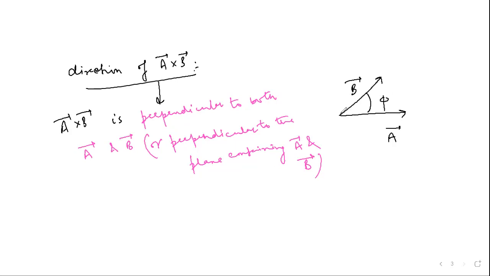How to decide that? For that we have the right hand screw rule. What is the right hand screw rule? You know screws, we have screws, right? Now screws are of two kinds. One is the right hand screw, and the second is the left hand screw.